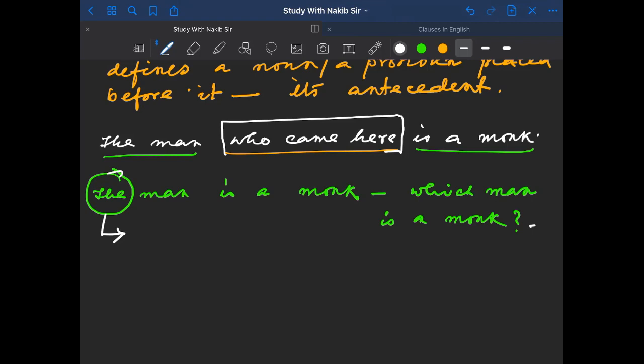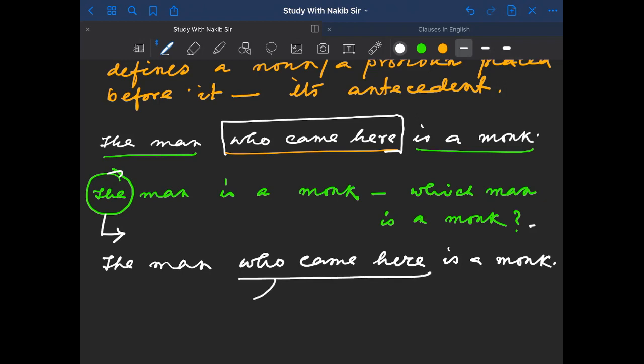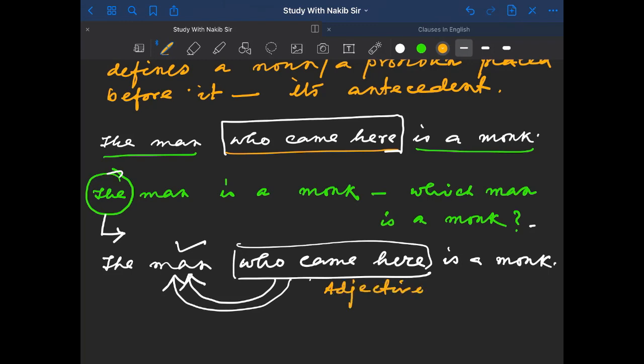Which man is the monk? The answer is the man. Which man? The man who came here. Who came here is the answer. Okay, who came here is defining this noun. This noun is placed before this clause, for this is called antecedent. So this clause is defining its antecedent, the noun before it, as an adjective. For this it is an adjective clause.